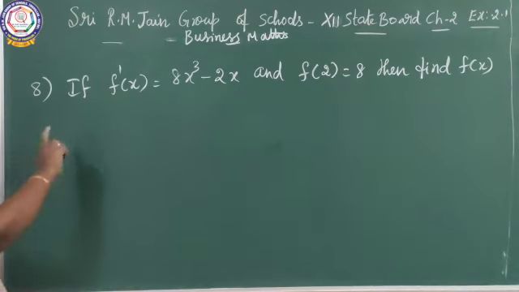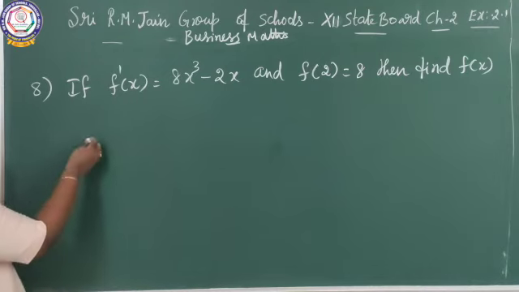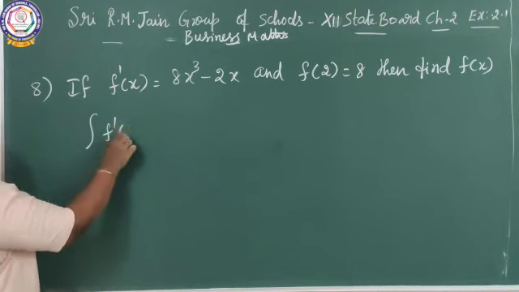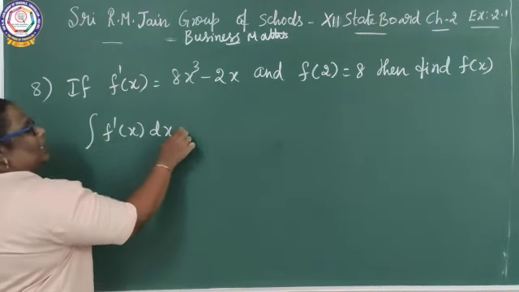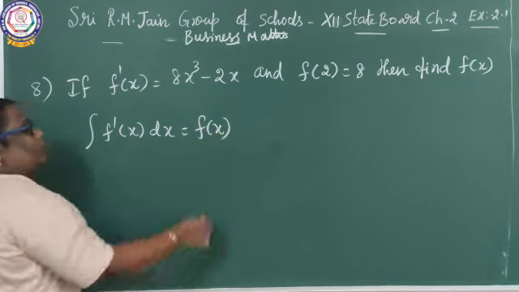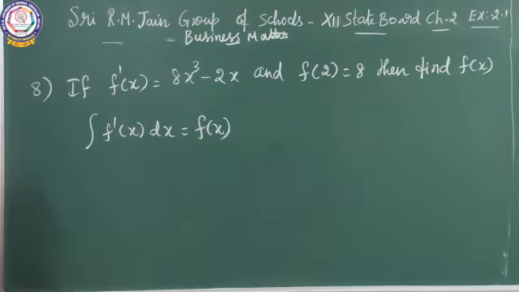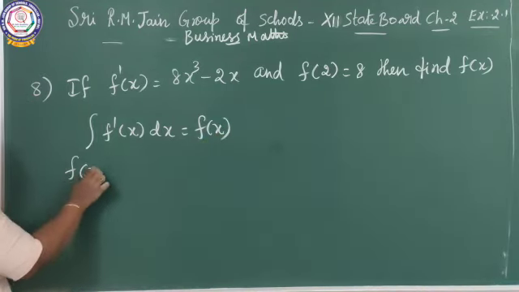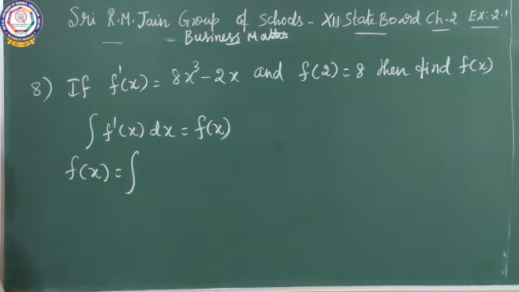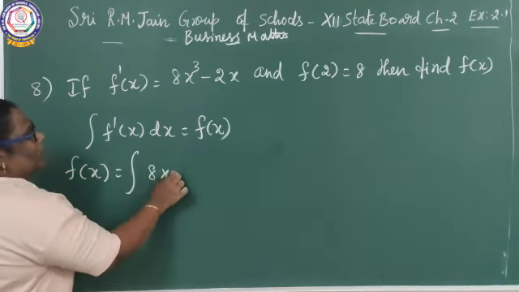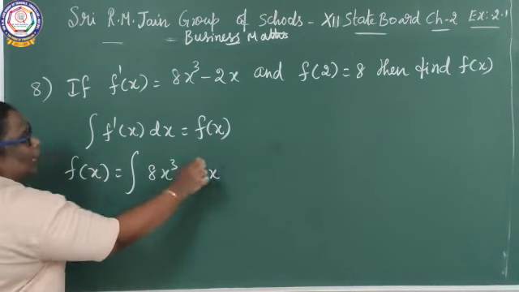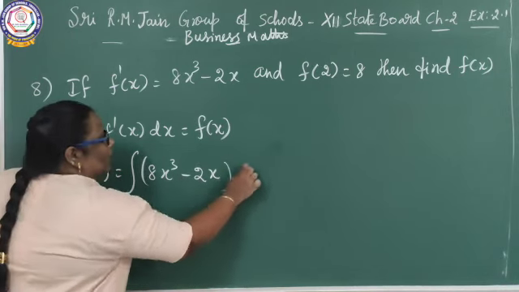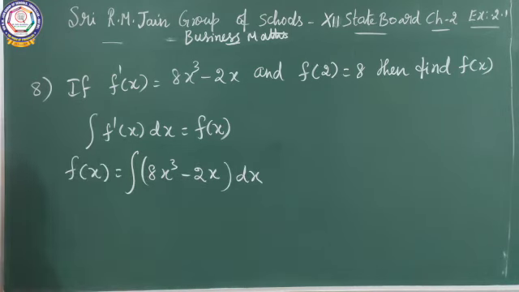See, integral: if f dash of x equal to 8x cubed minus 2x and f of 2 equal to 8, then find f of x. See the same thing, integral of f dash of x into dx equal to f of x, because it is a reverse process. So f of x equal to integral of 8x cubed minus 2x into dx. If you know, you can do it straight away.